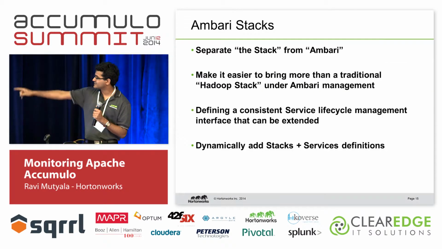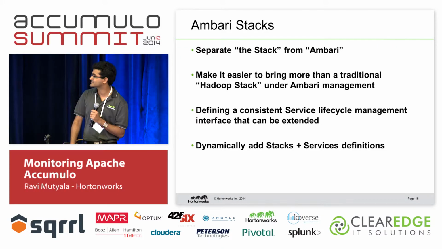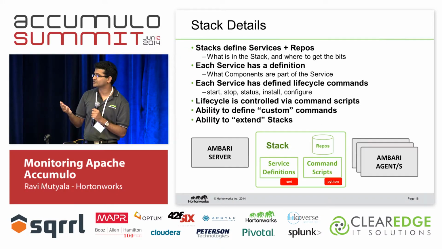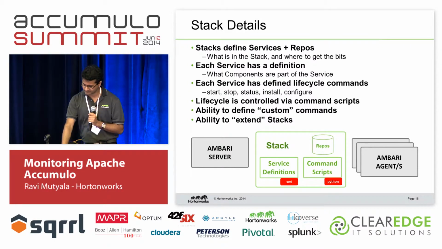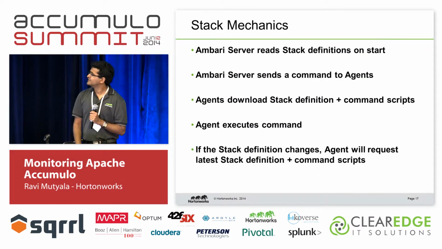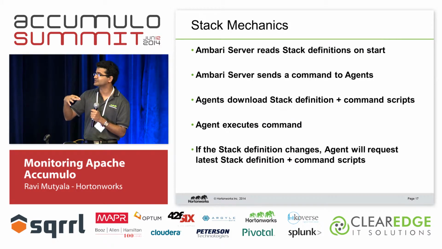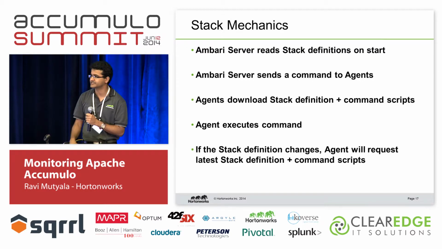Each stack has a repo which you can extend, right? And then there are service definitions in an XML and a set of command scripts. So when you want to start or stop a service, you have a corresponding command script in Python. Again, the Ambari server reads the stack definition, sends it to all the agents and communicates with agents. The definition itself is only on the server and not on all the agents.